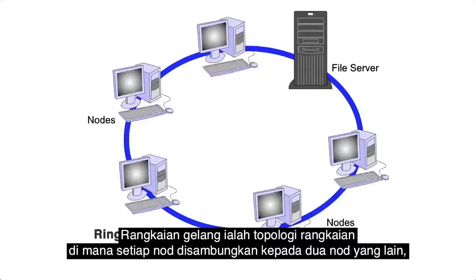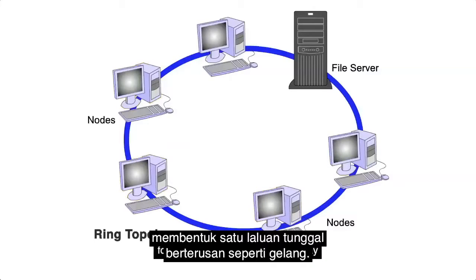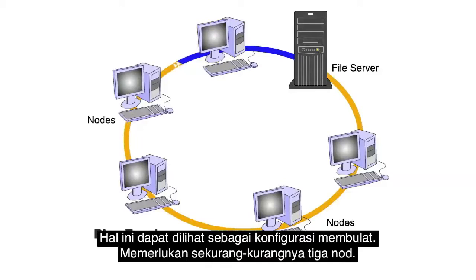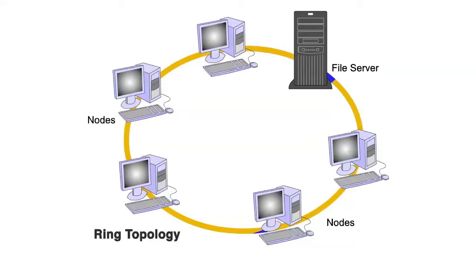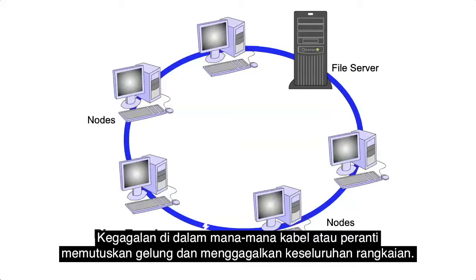A ring network is a network topology in which each node is connected to exactly two other nodes, forming a single continuous pathway, like ring. It can be visualized as a circular configuration, requires at least 3 nodes. All messages travel through a ring in the same direction, either clockwise or counterclockwise. A failure in any cable or device breaks the loop and can take down the entire network.